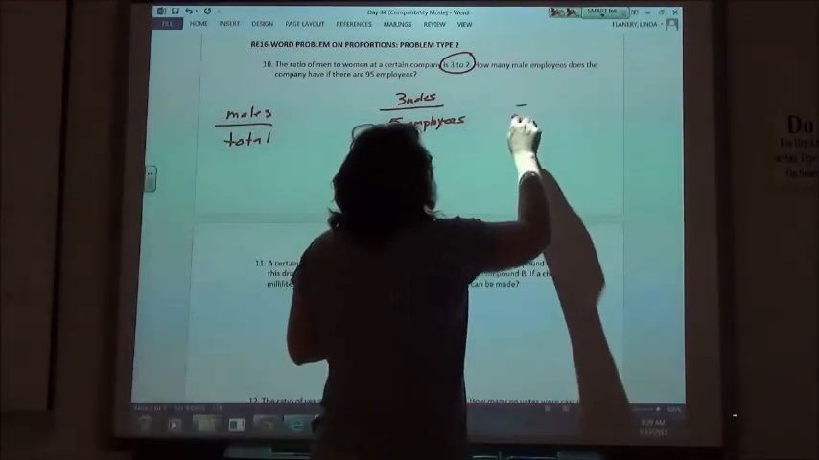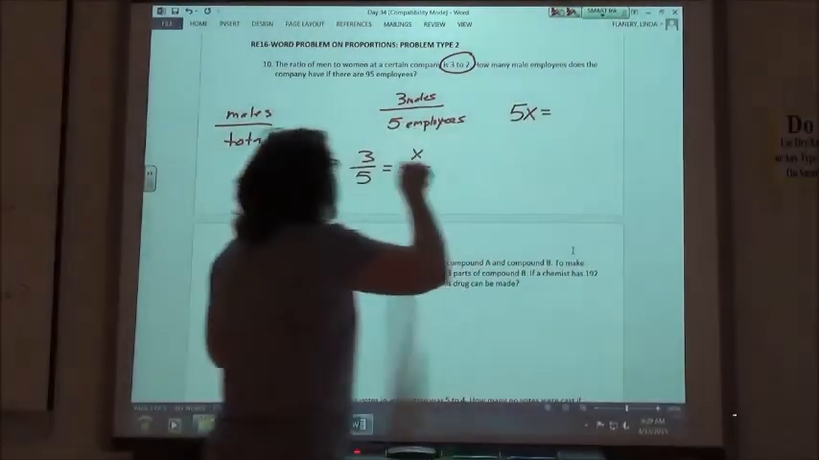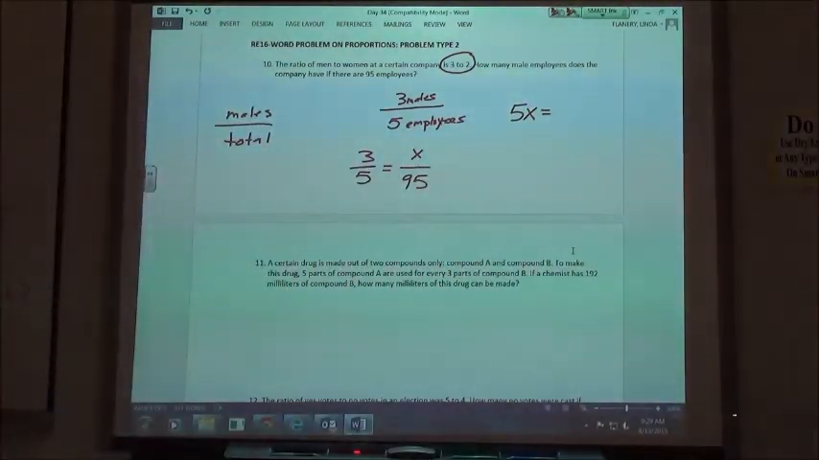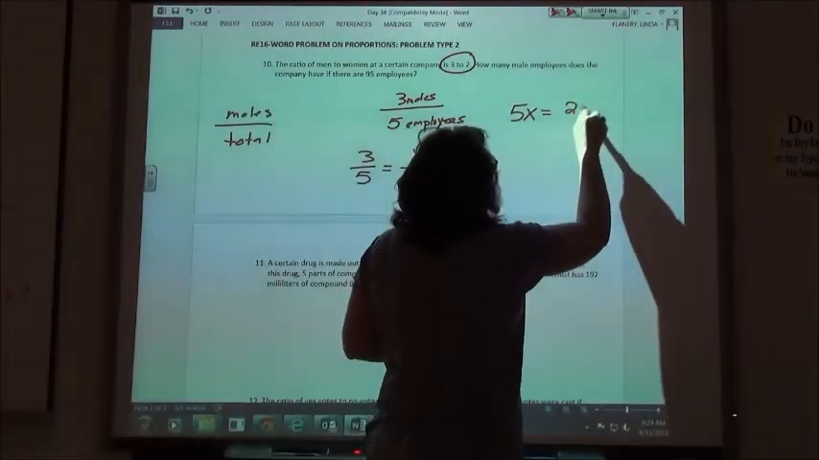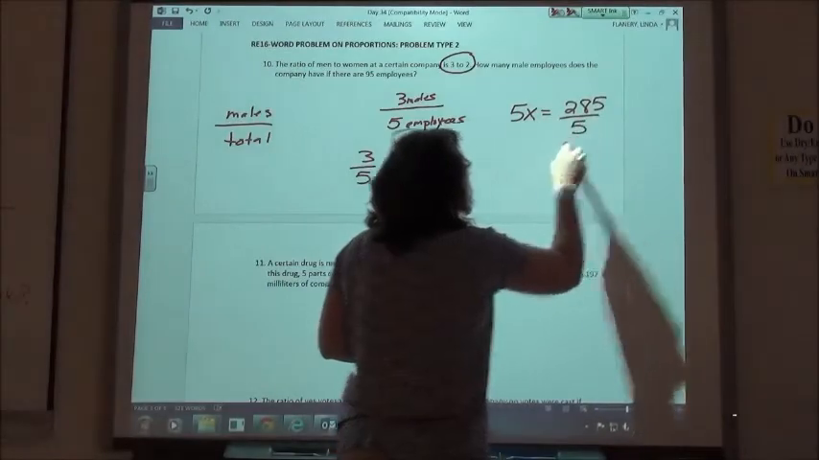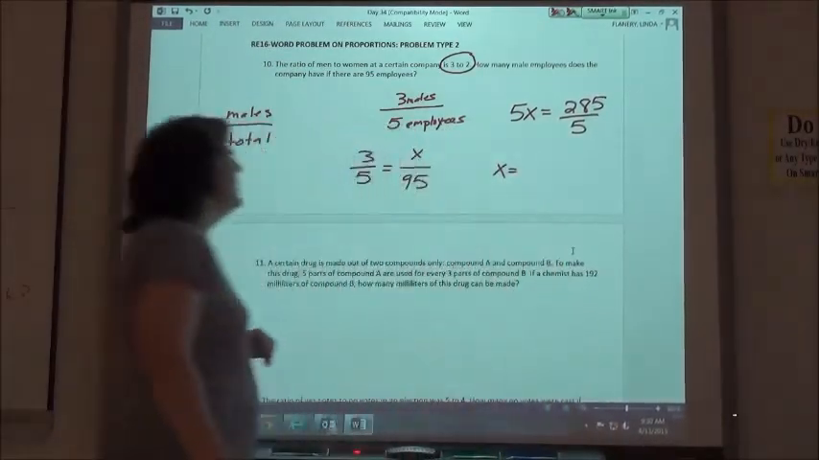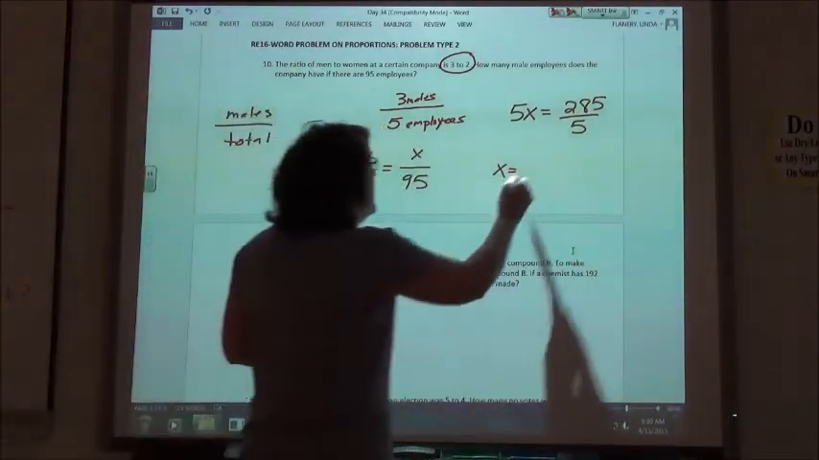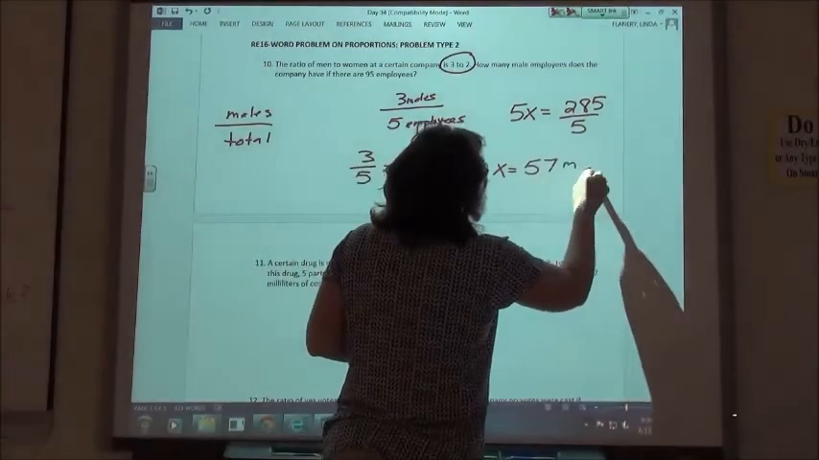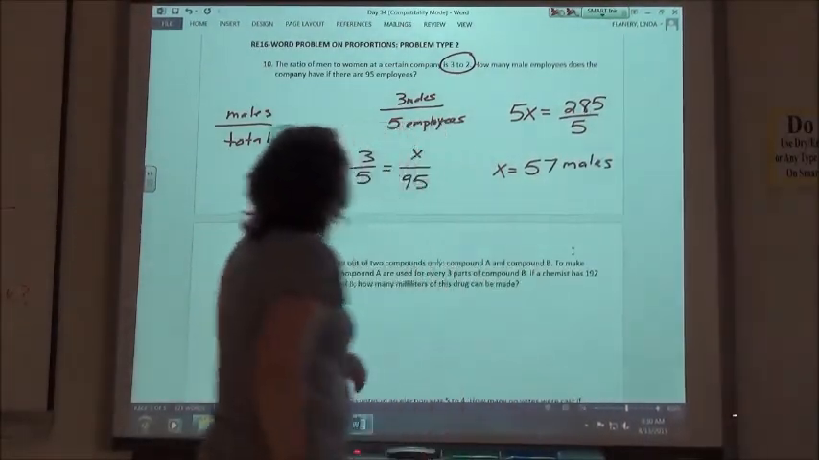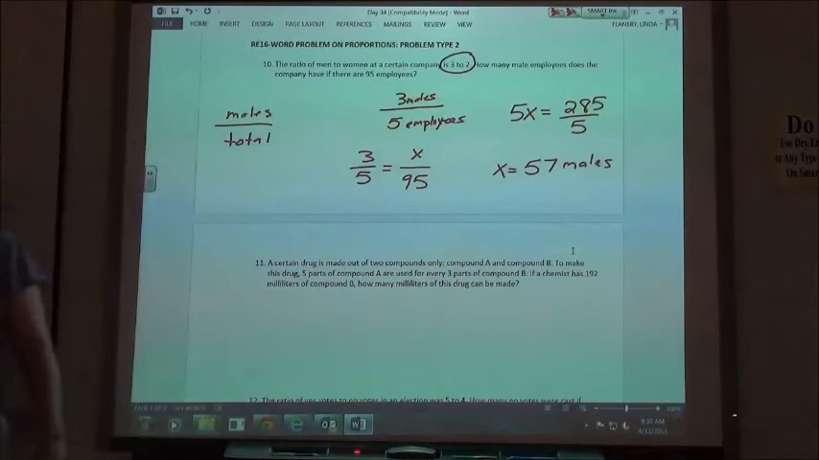So 5X would equal 3 times 95, which would be 285. 285, and then I divide by 5. 57? So 57 males. So we'd have 57 men out of the 95 total employees.